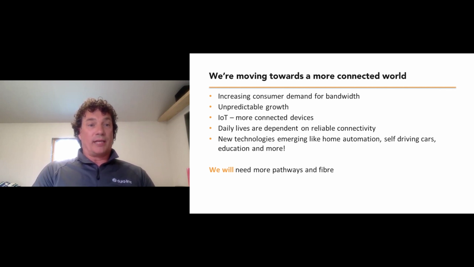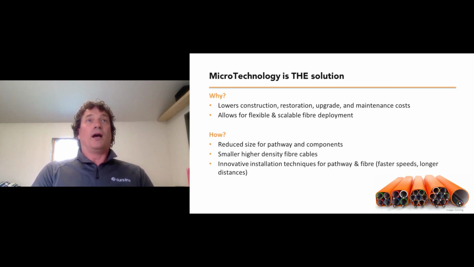So why do we want to take a look at different fiber technologies? We want to take a look at the micro solution because it lowers the cost of construction and restorations, upgrades, maintenance costs, and it allows for a more flexible and scalable fiber deployment. How do we keep up with all this demand? We only can keep up with this with more bandwidth. We keep up with it by installing fiber at a faster and more economical rate.